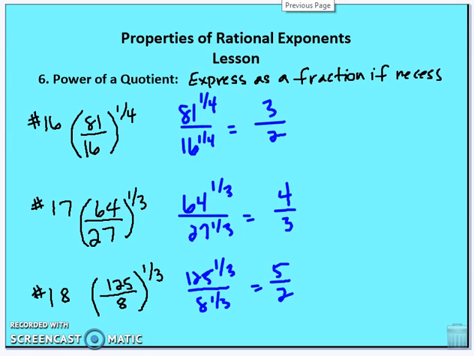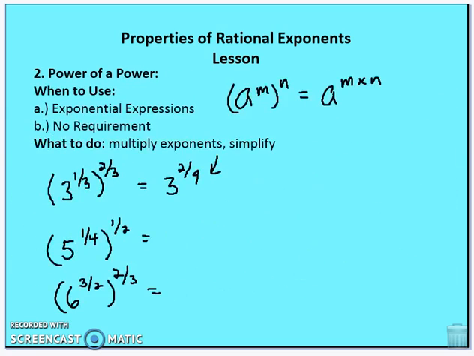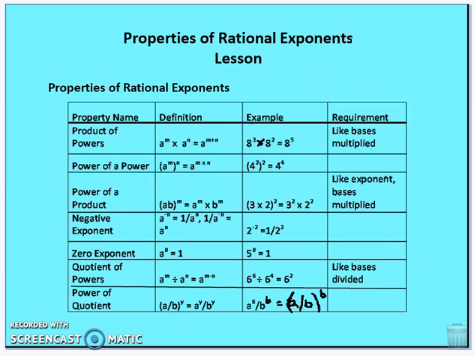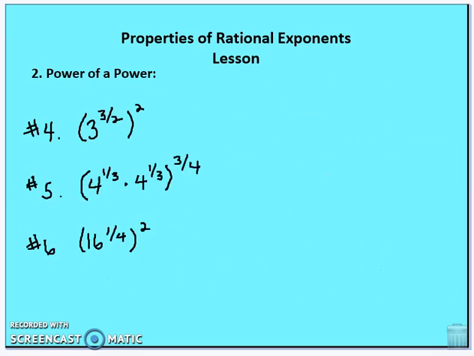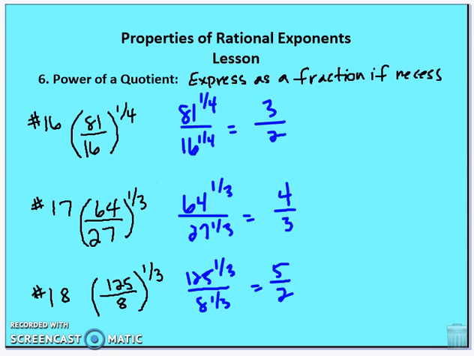All right, so now we're going to go back briefly to our seventh property, which is the zero exponent property. If you have any value to the power of 0, it's going to end up being equal to 1. So we're not going to have any examples for that particular property.